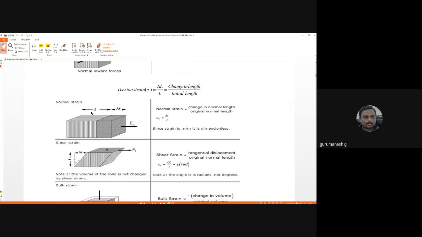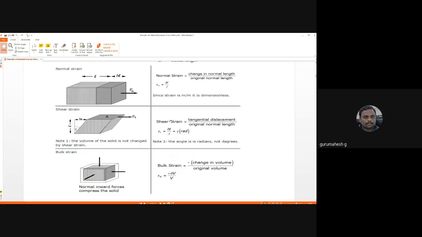For this condition, how do we calculate the strain? Change in length by original length. Here the change in length is delta L and the original length is L. So strain is delta L by L. Here there are no units for the strain.